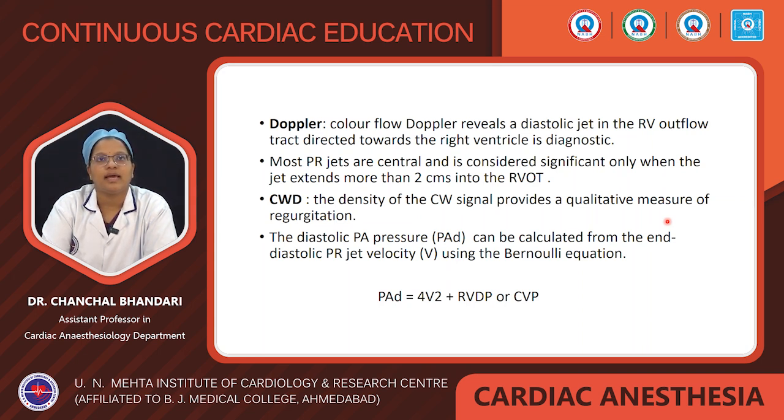Also, the diastolic PA pressure can be calculated from the end diastolic PR jet velocity using Bernoulli's equation. The diastolic PA pressure is 4 times the diastolic PR jet velocity squared plus right ventricular diastolic pressure or central venous pressure.